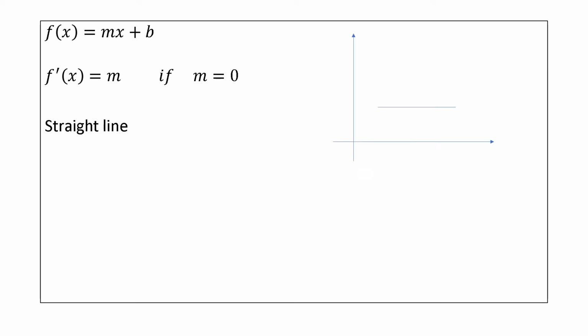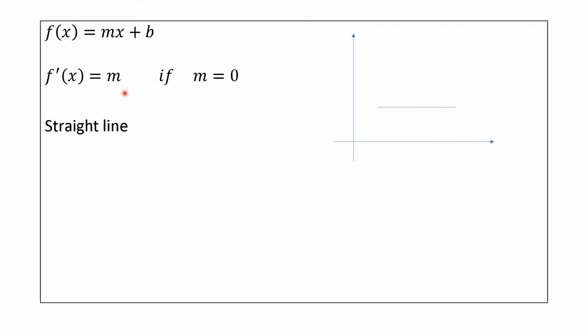Critical points in a straight line. A critical point occurs when the derivative is 0. If the equation is f of x equal to mx plus c, where m and c are constants, then after differentiation we will get f dash of x is equal to m.